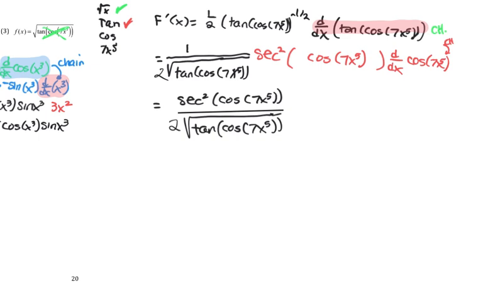Okay, and now I'm left with needing to differentiate this part. So that's still a composite function, right? The 7x to the fifth is in the cosine, still composite. So I'm going to differentiate the outer function, which is cosine, so I'm going to get a minus sign, leave what's in there, and then multiply by the derivative of what's inside.